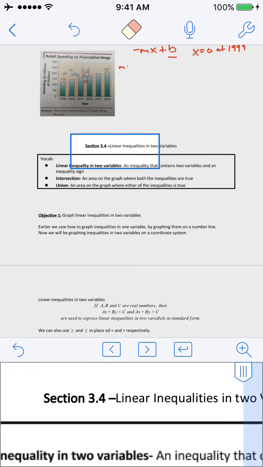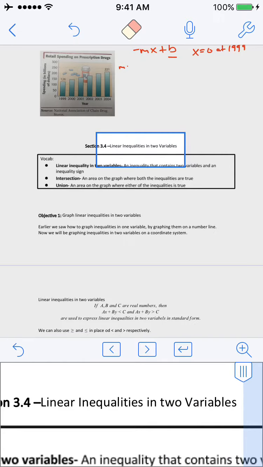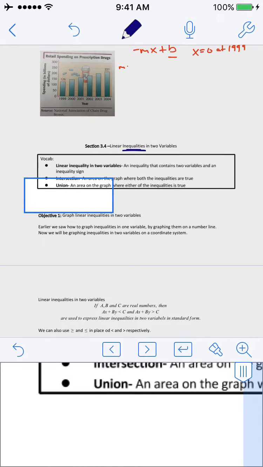Alright, section 3.4, graphing inequalities in two variables. Notice this time it says inequalities. So what's the difference between an equality and an inequality? Well, this entire chapter, we've been dealing with equalities, equations. So the only sign you'd ever see is the equal sign. This is an equality, an equation.